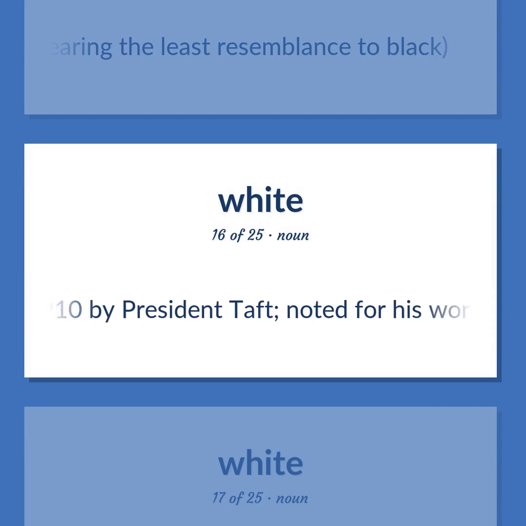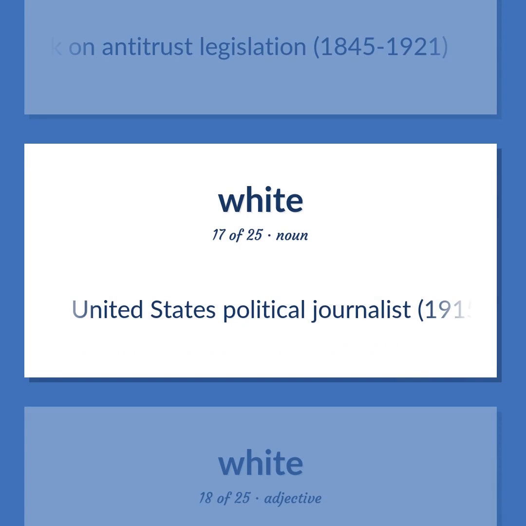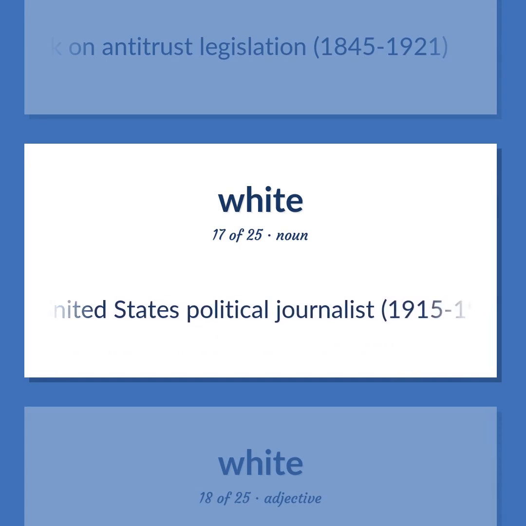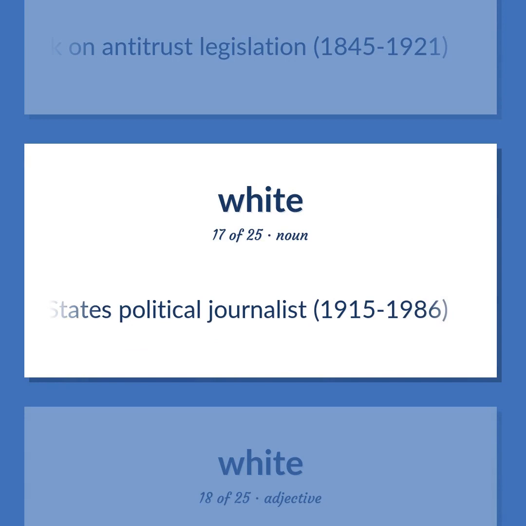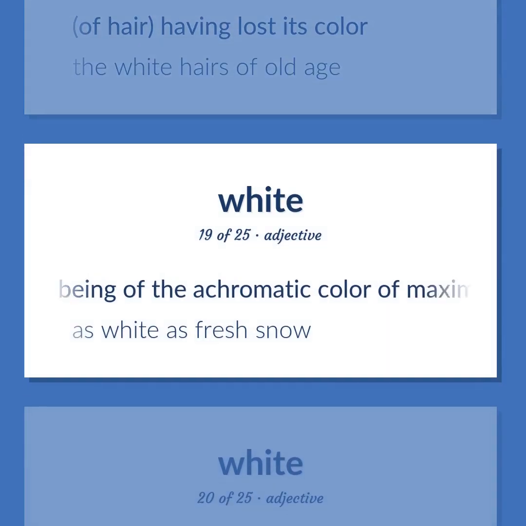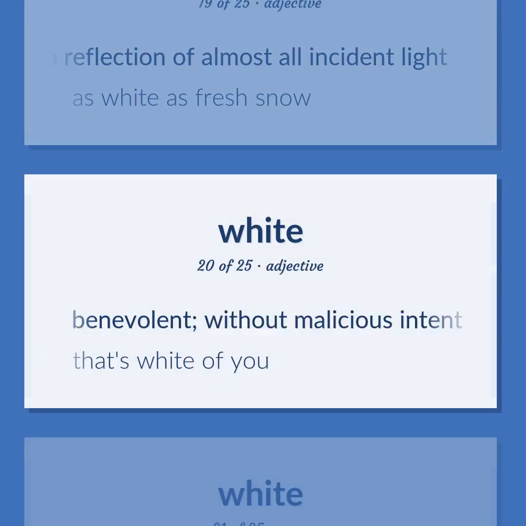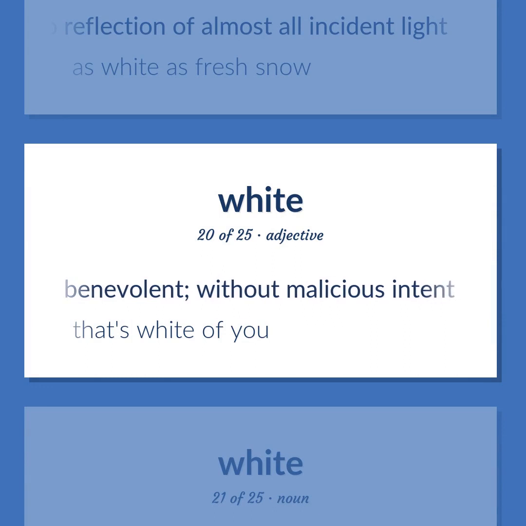Noted for his work on antitrust legislation, 1845 to 1921. United States political journalist, 1915 to 1986. Of hair, having lost its color. The white hairs of old age. Being of the achromatic color of maximum lightness, having little or no hue owing to reflection of almost all incident light. As white as fresh snow. Benevolent, without malicious intent. That's white of you.